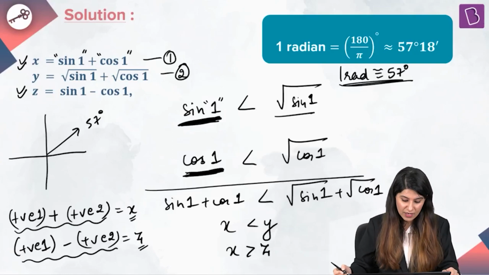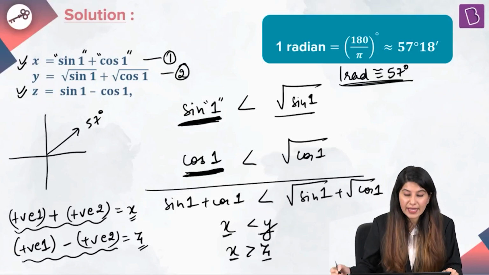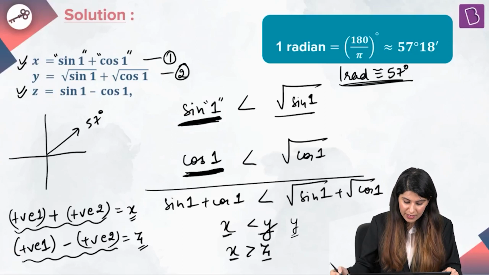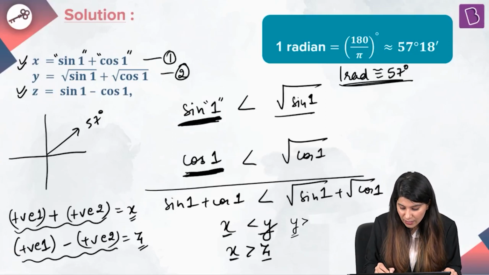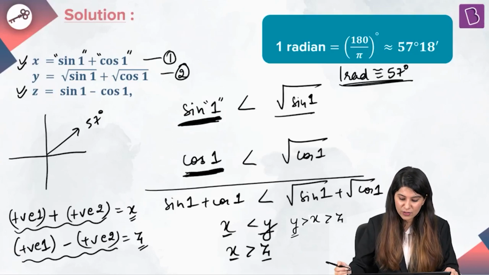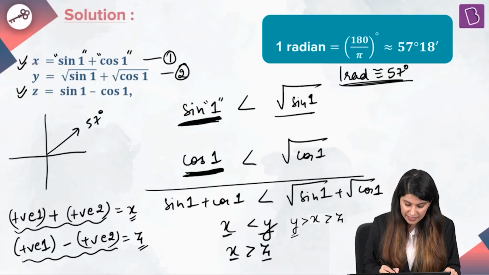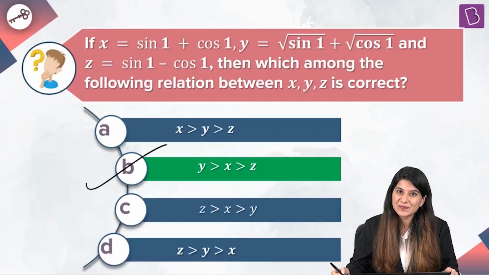This gives me that the greatest value among x, y and z is y. And x being greater than z, that means the second greatest value is x and z being the least. So the final answer of this particular question will be y greater than x greater than z, option B.